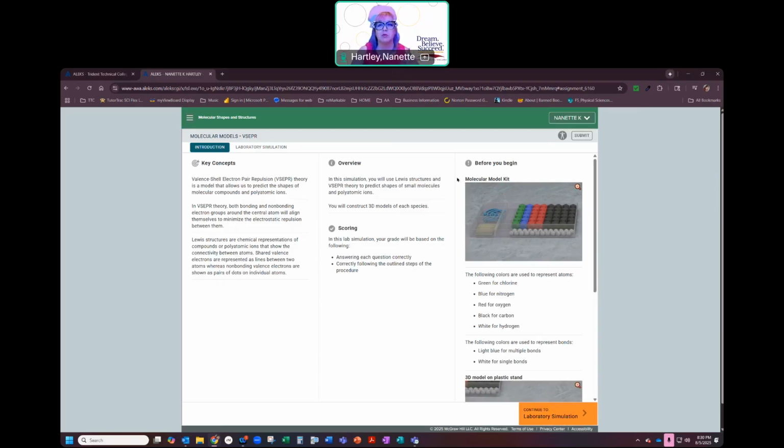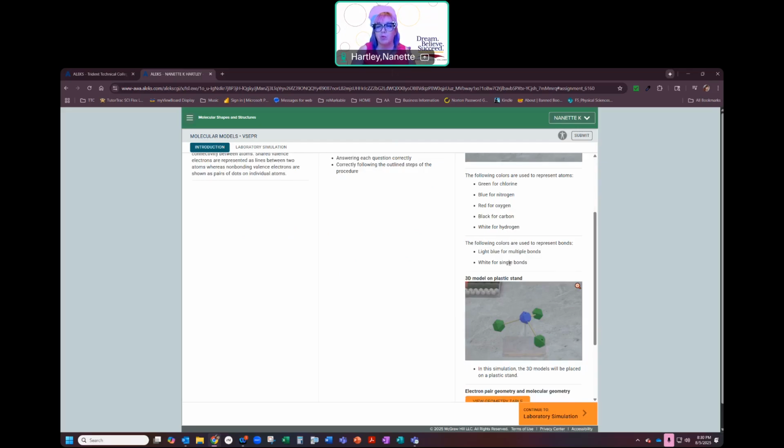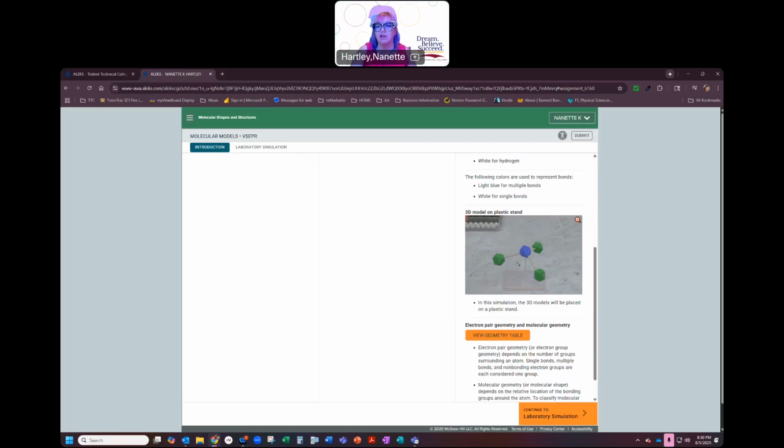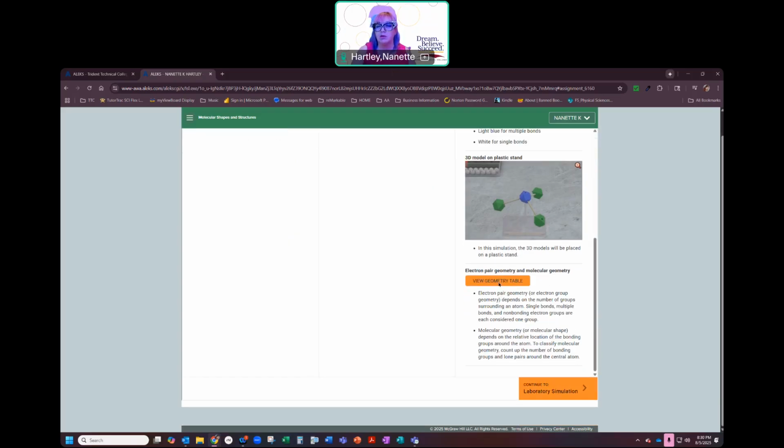In this simulation, we'll use the Lewis structures and the VSEPR theory to predict this. We're going to score this. This is our molecular model kit. So this is how we're going to work this. Green for chlorine, blue for nitrogen, red for oxygen, black for carbon, and white for hydrogen. We have light blue for multiple bonds, white for single bonds. The 3D models will be placed on a plastic stand, and then you'll view the geometry table.